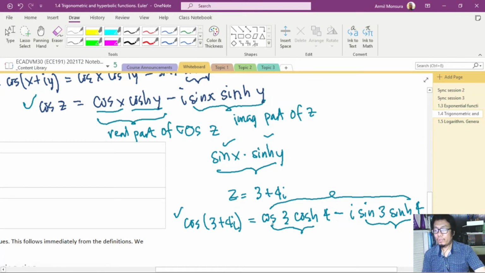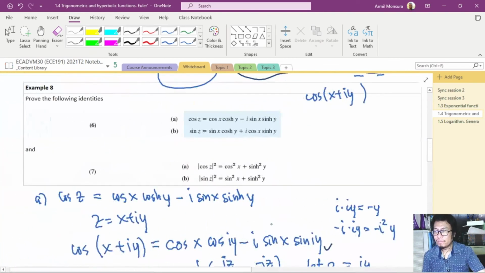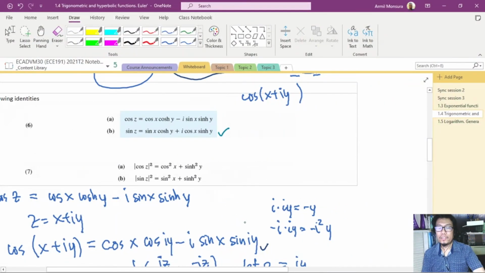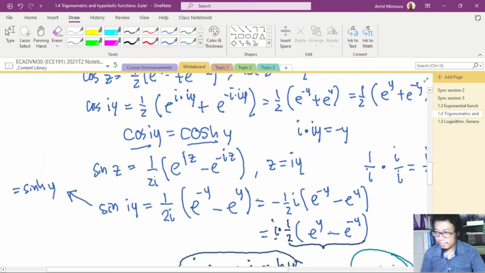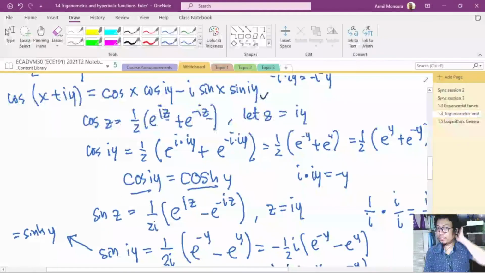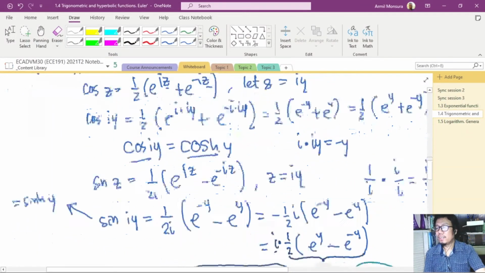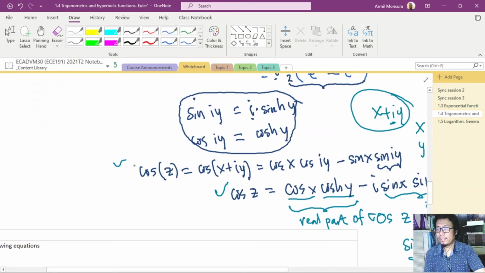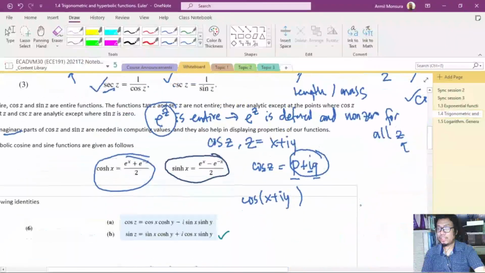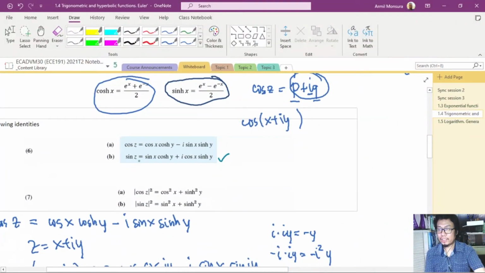Now, what I want you to do as an exercise is to work on letter B. If you are able to study the manner by which I established this formula in the previous example, what I want you to do now is to try to establish equation 6 letter B. That is, how do you evaluate sine of x plus iy?